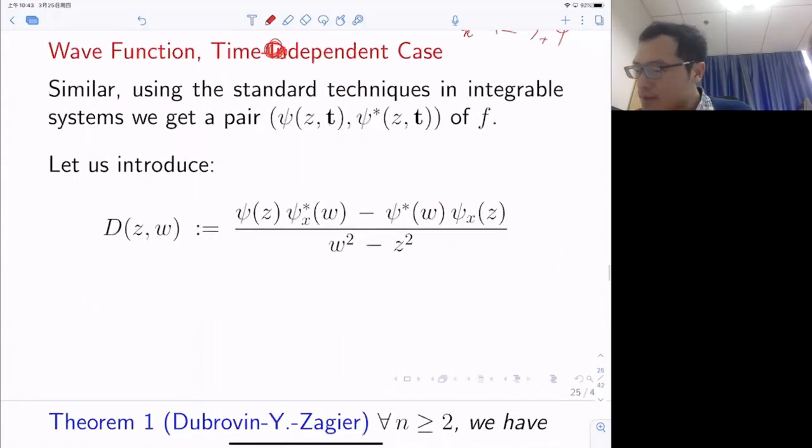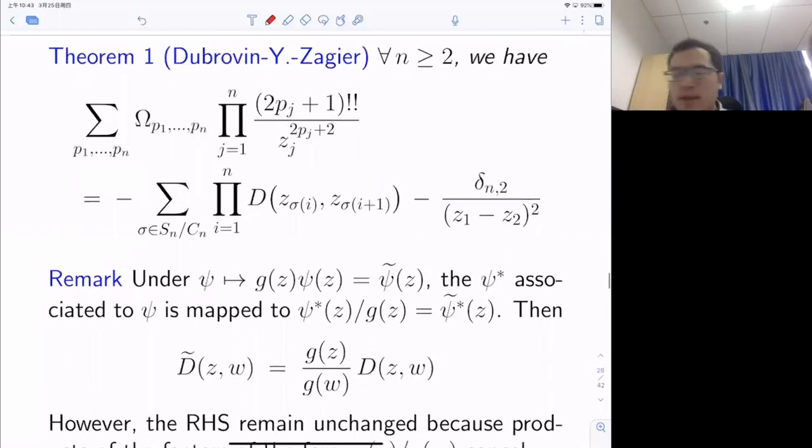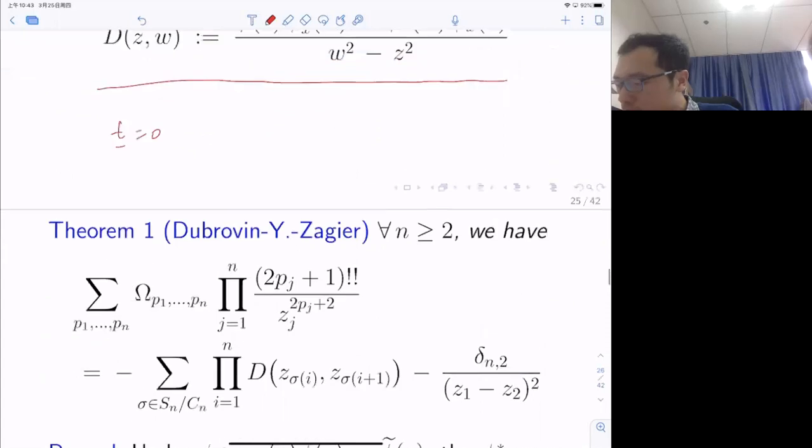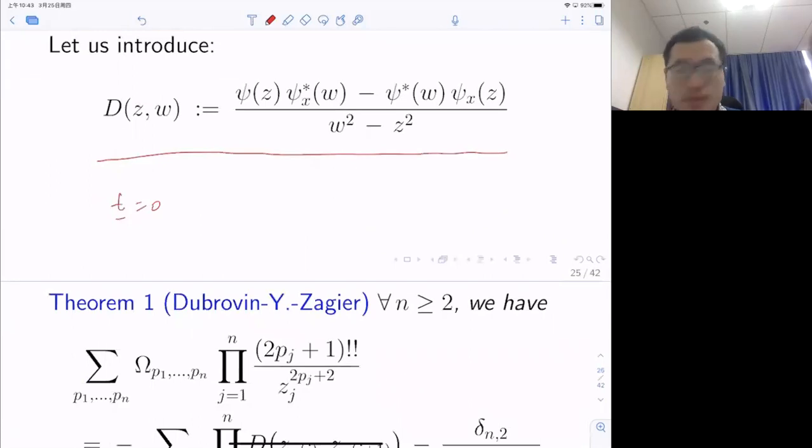So for the time dependent wave function, we denote this function by D. In particular, if we take t equals 0, we get the time independent capital D. Our first theorem says the generating series of all the multi-point correlation functions can be obtained in terms of this capital D. The sum is similar to before, but now capital D is a scalar function that depends on two independent variables.